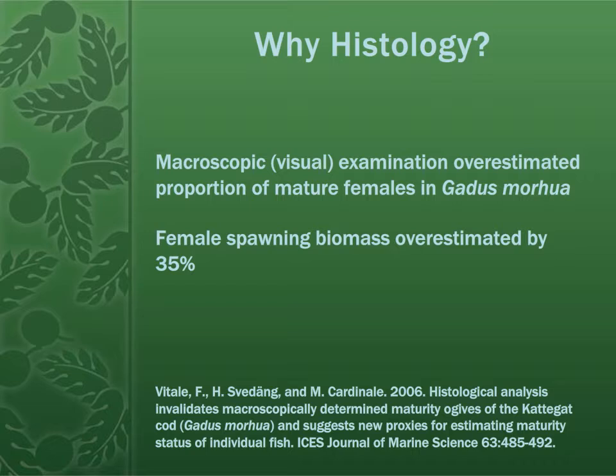Now, getting female size at maturity or female adult size wrong has huge implications for fishery management. When Vitale et al. looked at what those effects might be, it turned out that visual examination overestimated the spawning biomass of females by 35%.